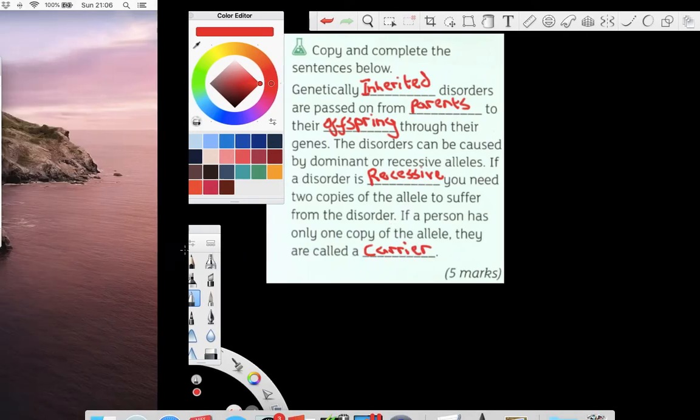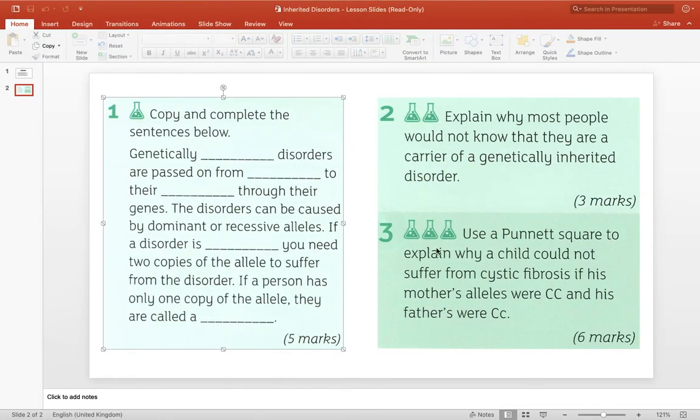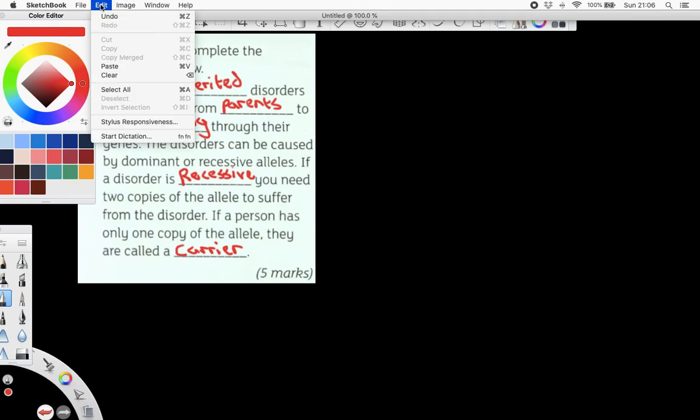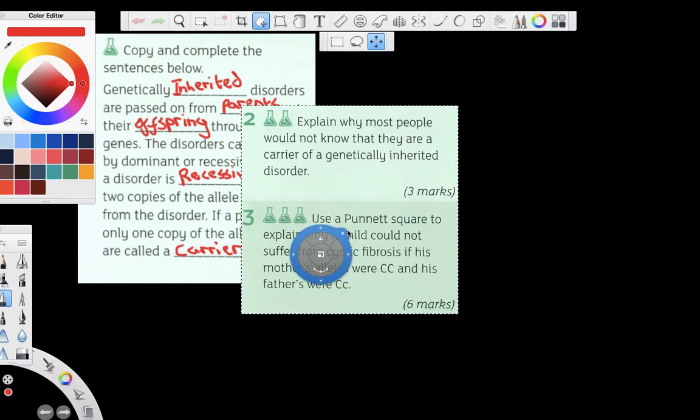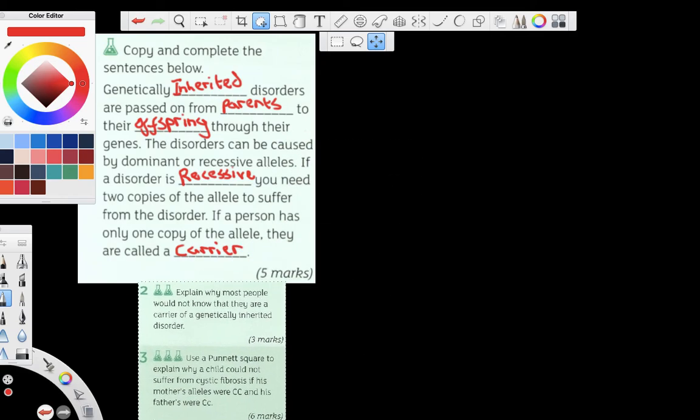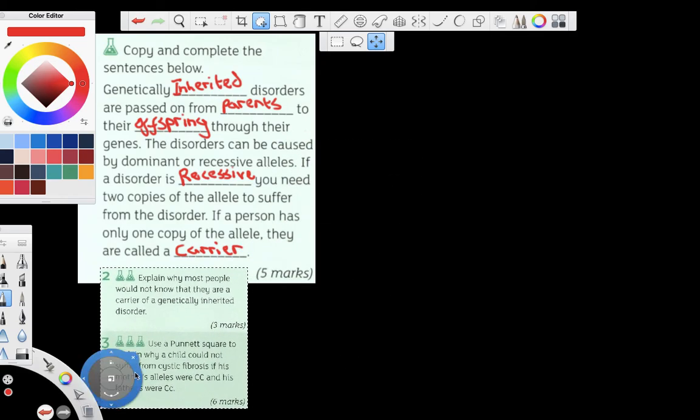So let's get the next set of questions up. I will leave that on the board, don't worry. I wonder if we can fit that at the bottom if we make it small enough. Oh, look at that.